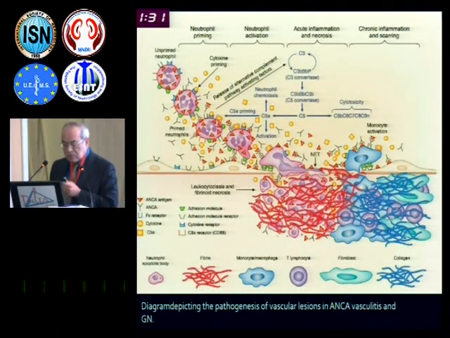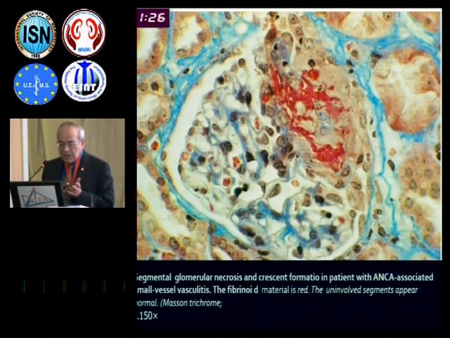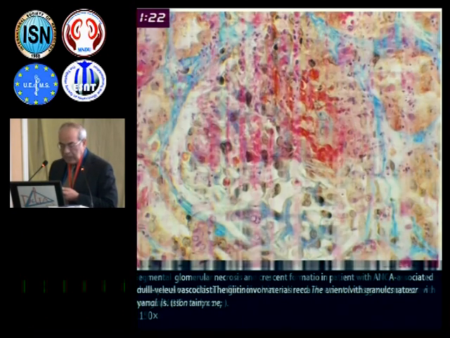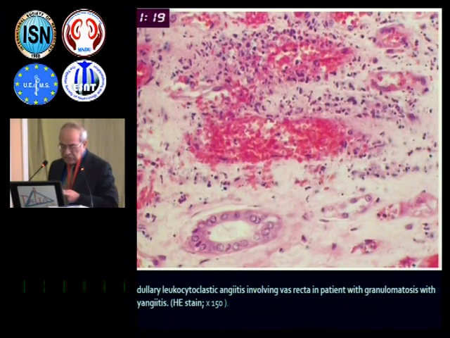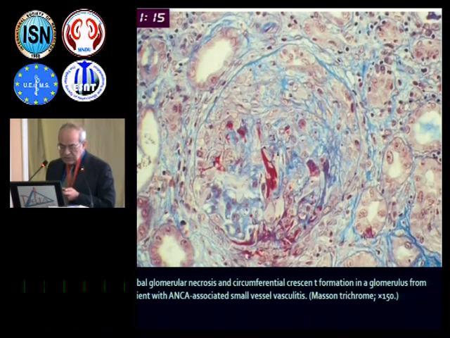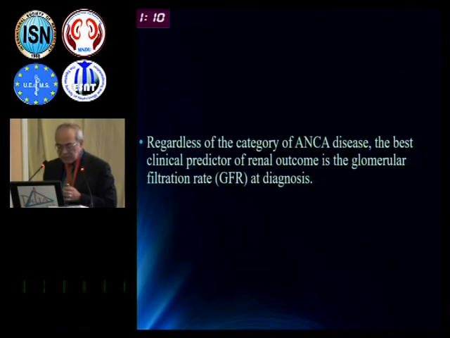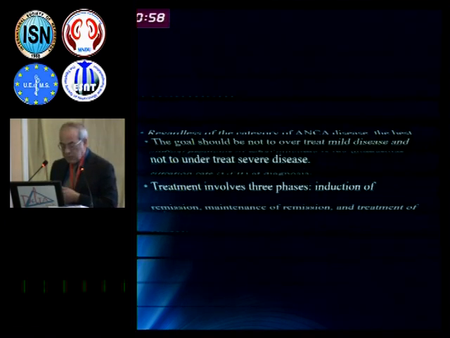I will not go through the pathogenesis of ANCA-associated vasculitis, but this is a case of necrotizing glomerulonephritis with crescent and ANCA-associated vasculitis. And this is angiitis affecting vasa recta, also important. This is circumferential crescent with necrotizing glomerulonephritis. Regardless of the category of ANCA disease, the best clinical predictor of renal outcome is the GFR at diagnosis.